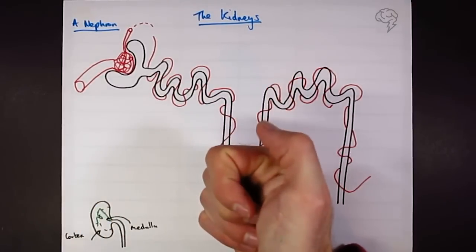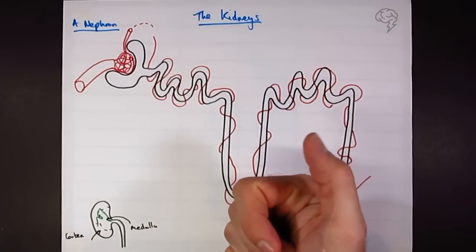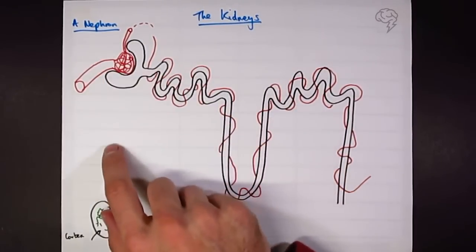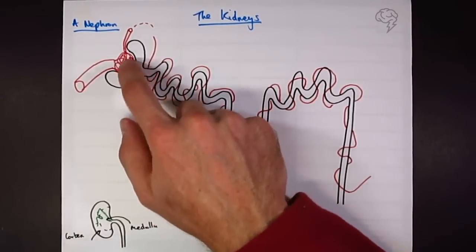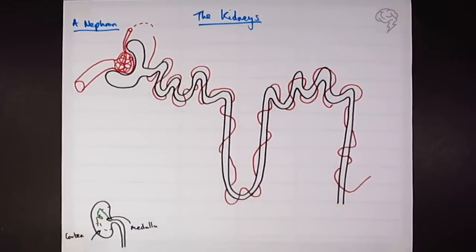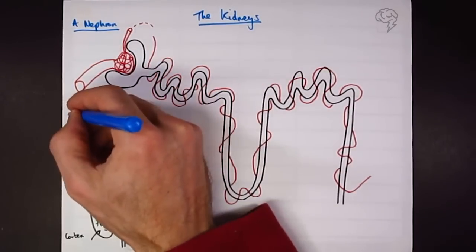So this is a bit like putting your thumb on the end of a hose pipe. You're going to build up high, what we call hydrostatic pressure. Going to be a high pressure in the liquid which is in here, which is basically going to force stuff out in that process. Because it's under pressure, we call it ultrafiltration. So filtration under pressure. So this wide end, the entry end from the renal artery, we call the afferent arteriole.